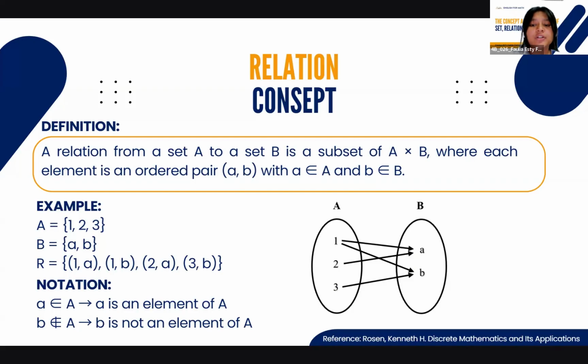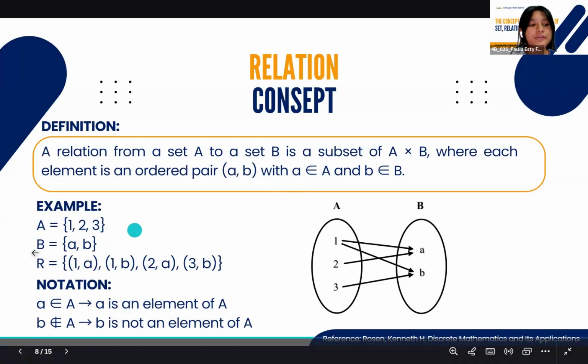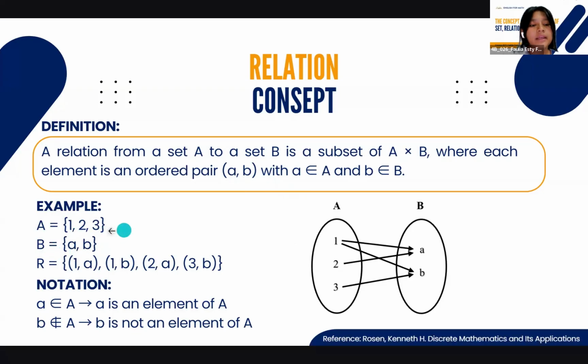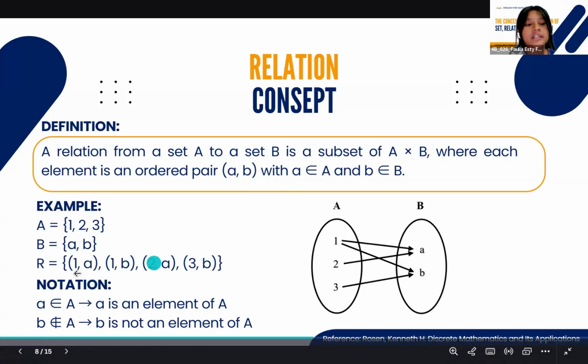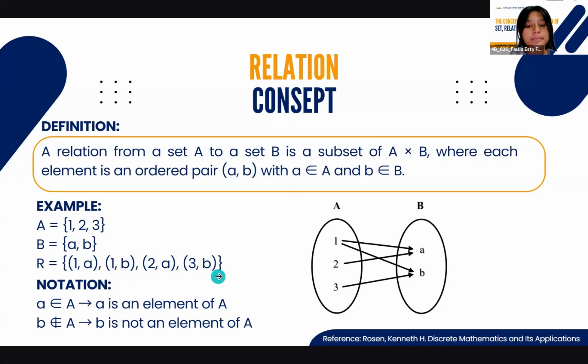In relation, we use ordered pairs. We write it like this: (a, b). This means element a from set A is related to element b from set B. So, a relation is written as a set of ordered pairs. Let's see the example. A is {1, 2, 3}. B is {a, b}. The relation is {(1, a), (1, b), (2, a), (3, b)}.